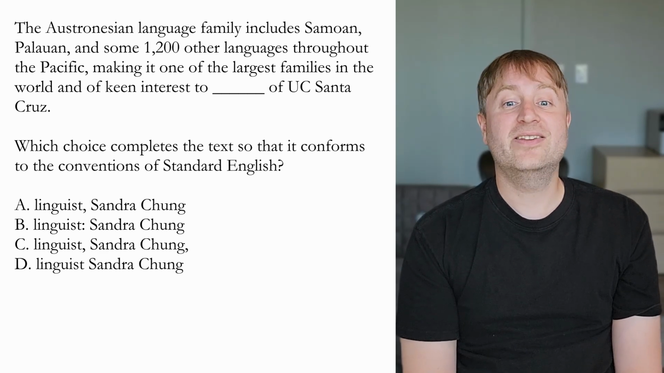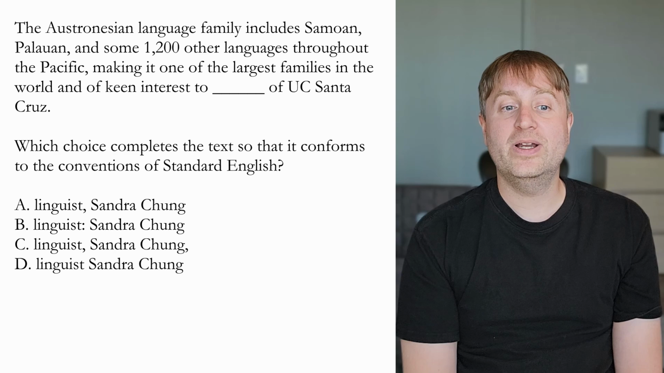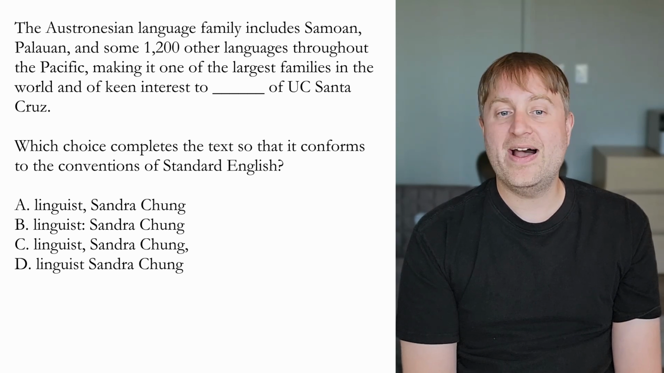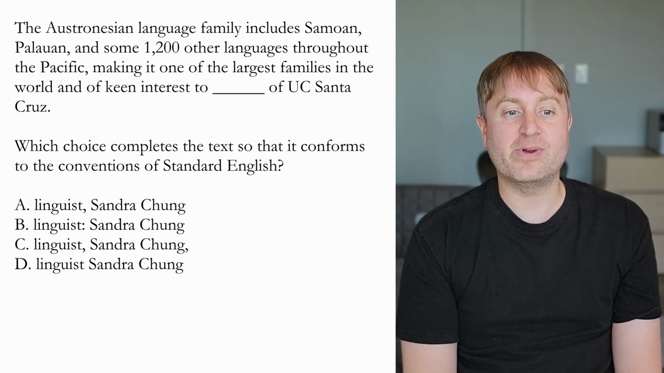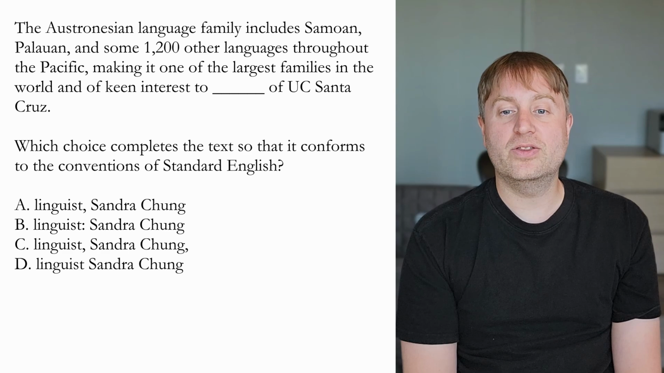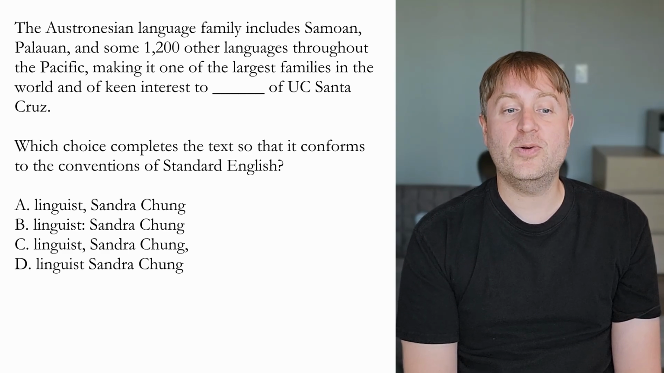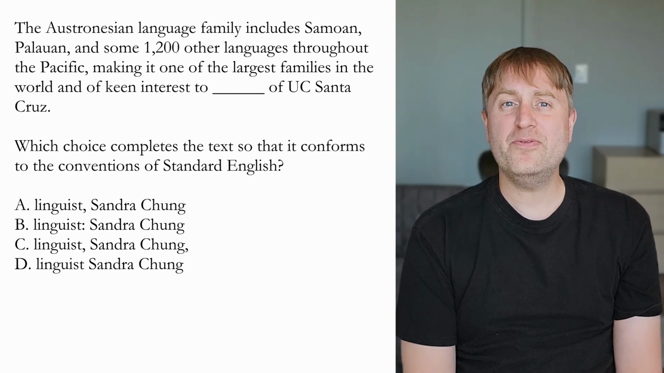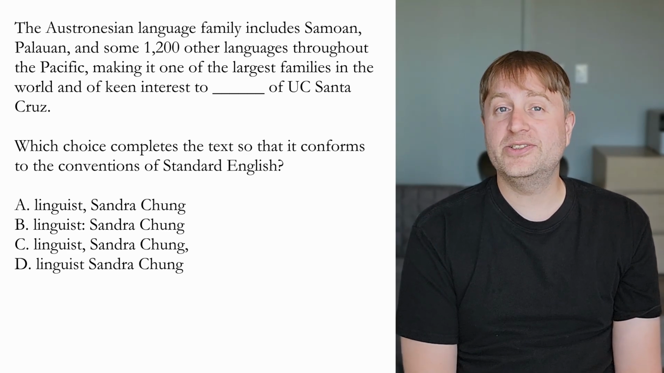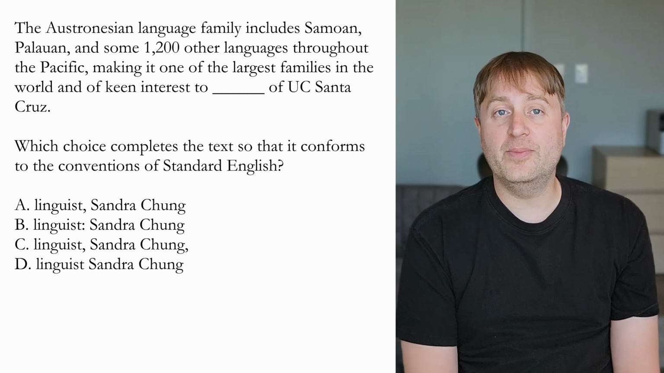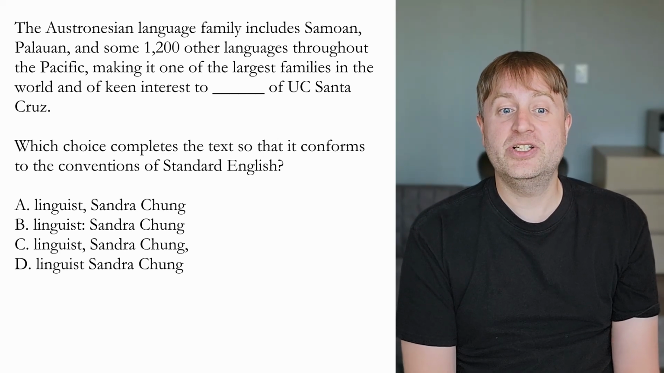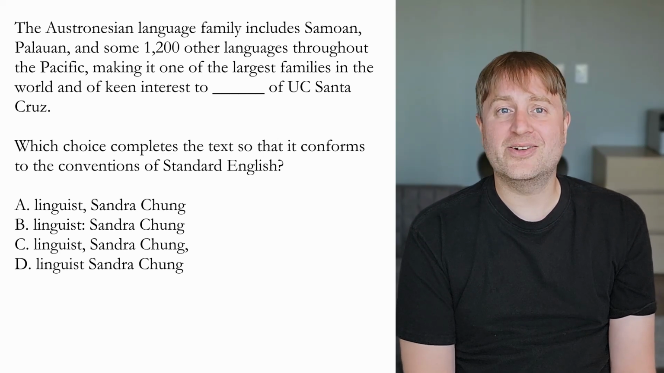The Austronesian language family includes Samoan, Palauan, and some 1,200 other languages throughout the Pacific, making it one of the largest families in the world, and of keen interest to linguist Sandra Chung of UC Santa Cruz. Now you may be familiar with the rule that non-essential information should be surrounded with commas, and essential information should not. But when is a name considered essential?